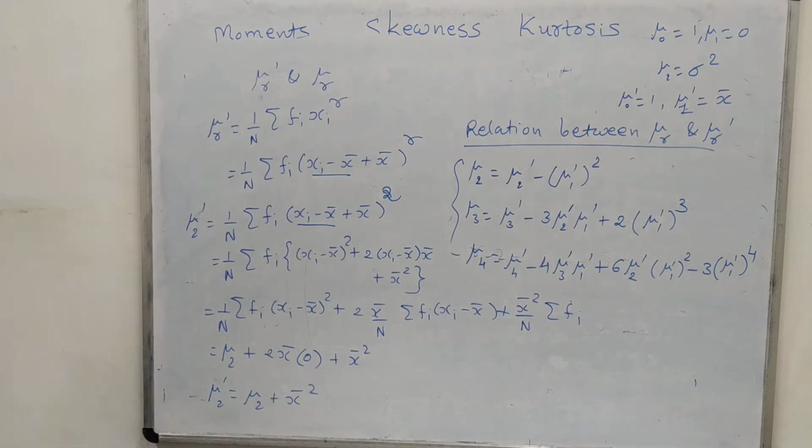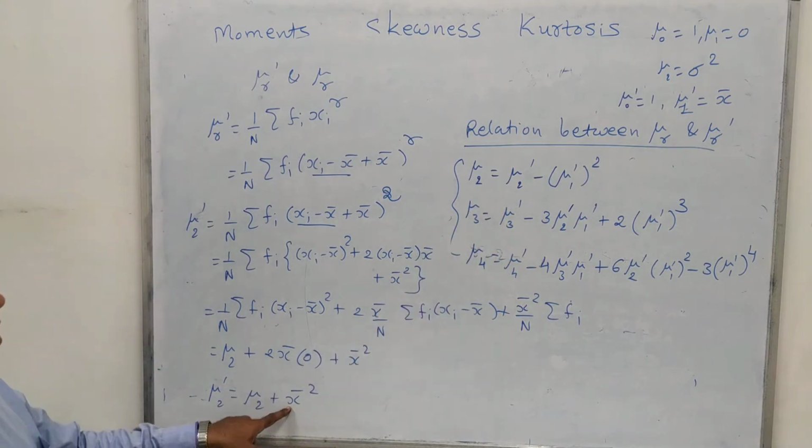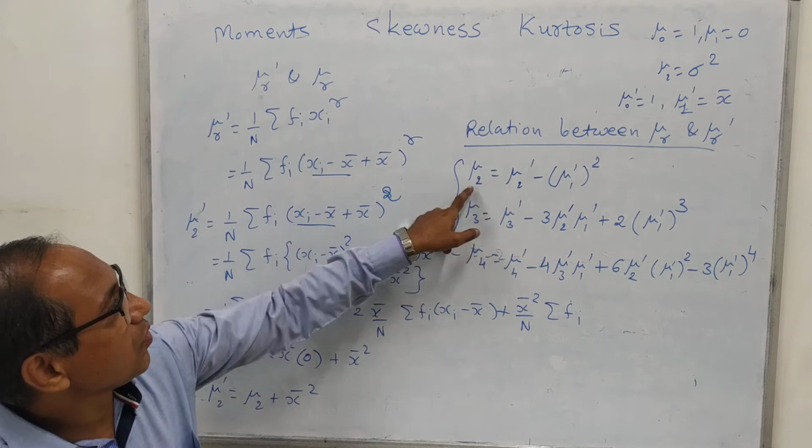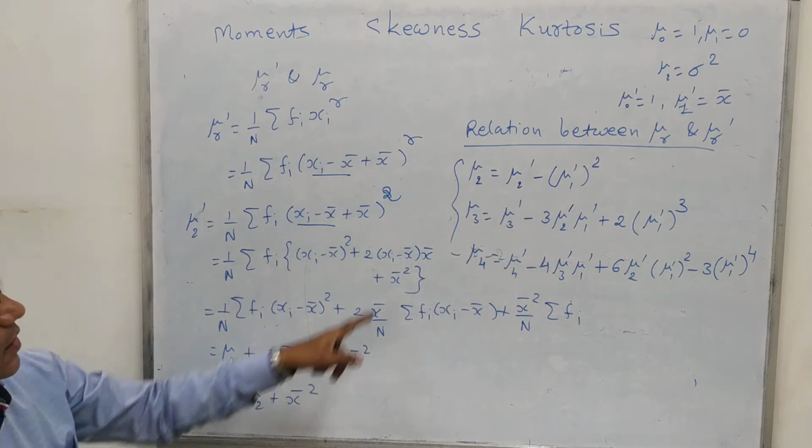So we can obtain the formula for this one in this way. Okay? And you must have observed x bar is mu1 dash. So you can see that mu2 dash equal to mu2 plus mu1 dash square.